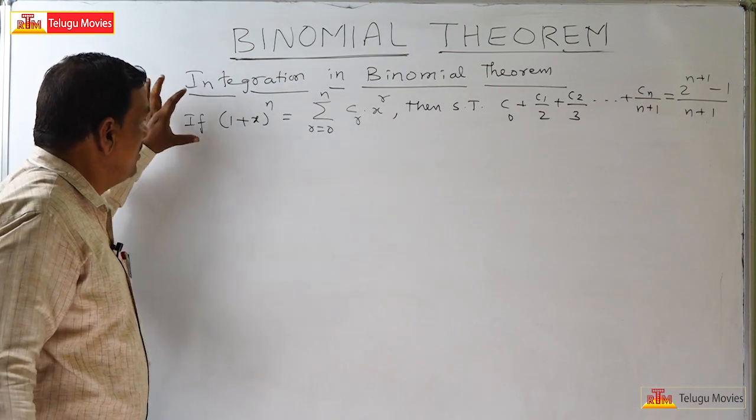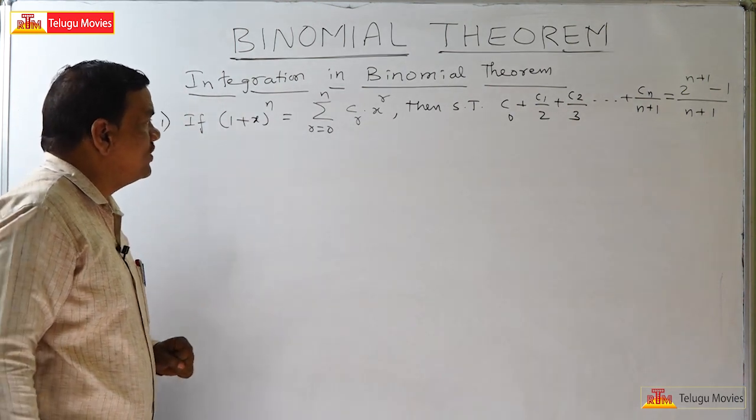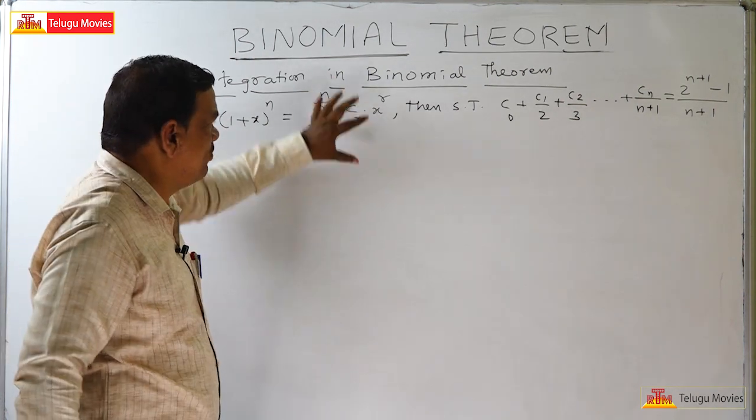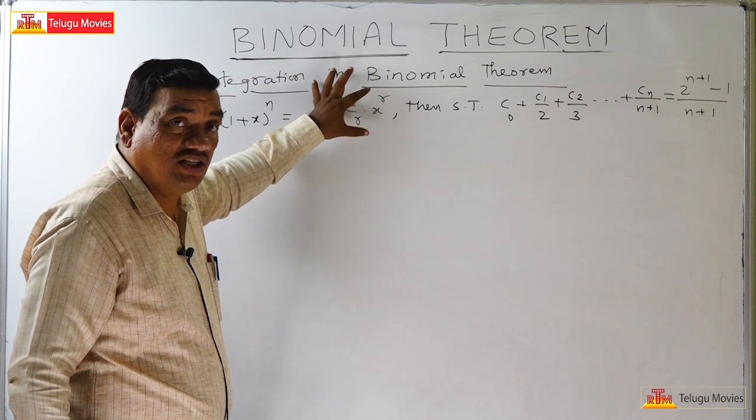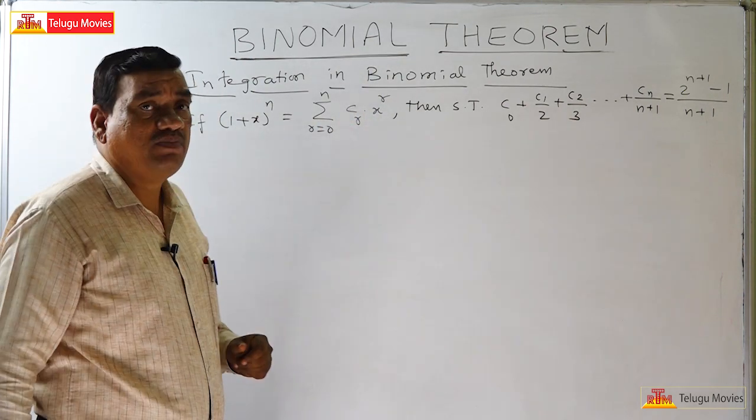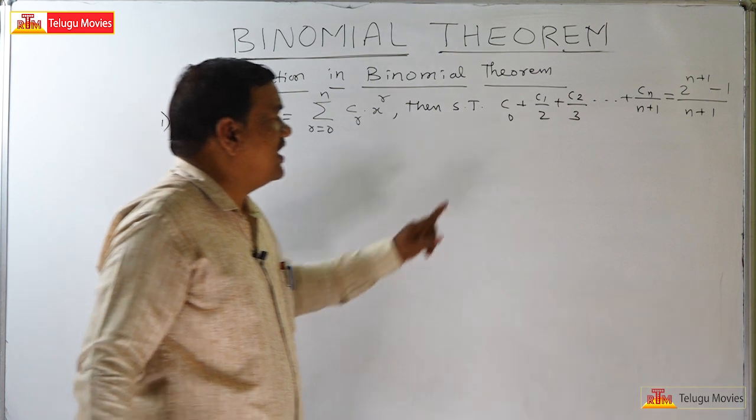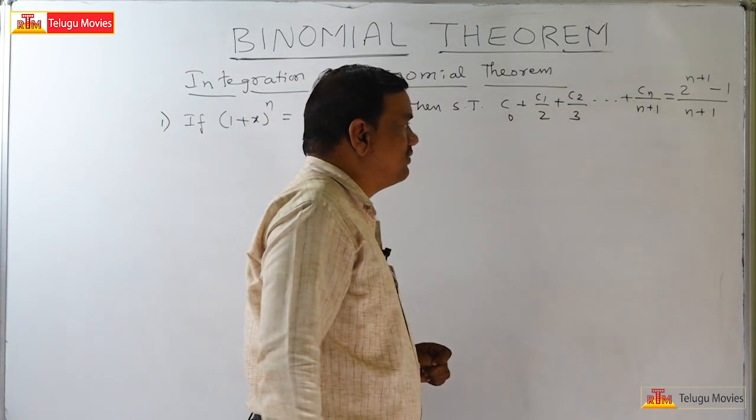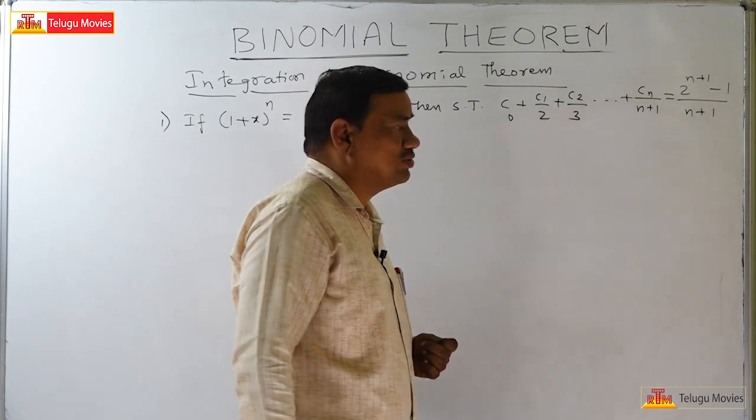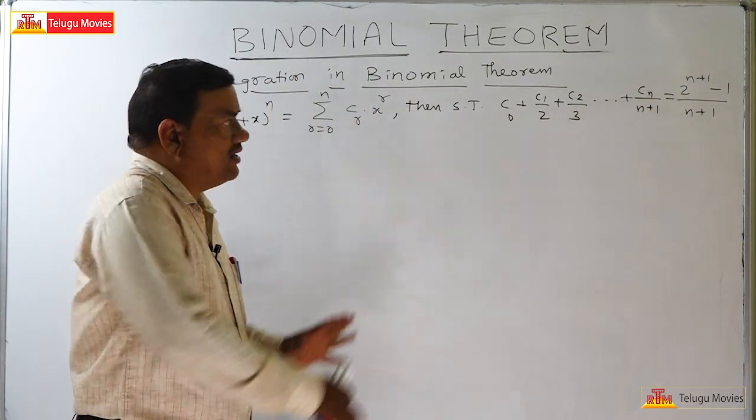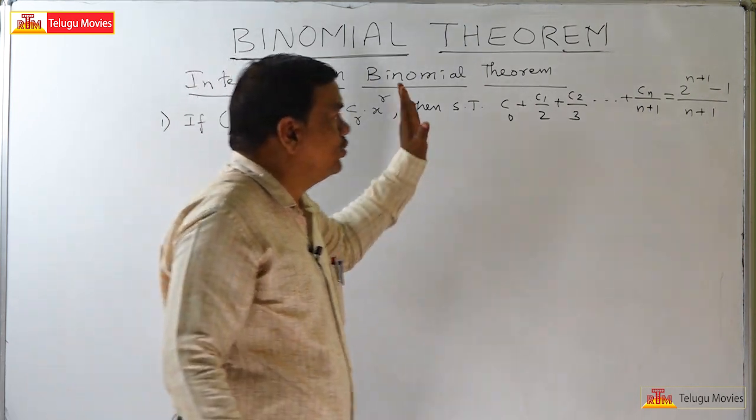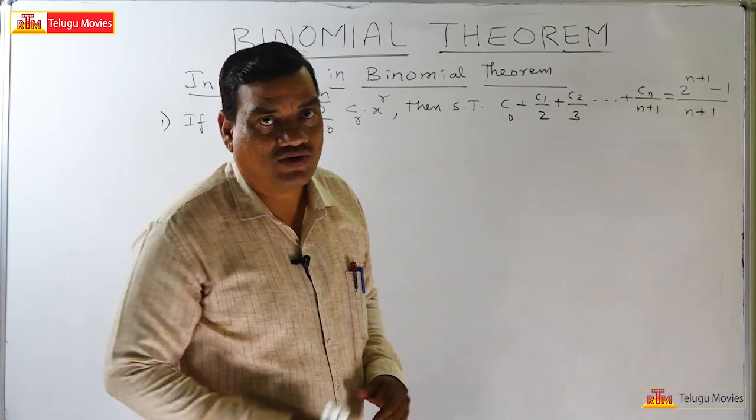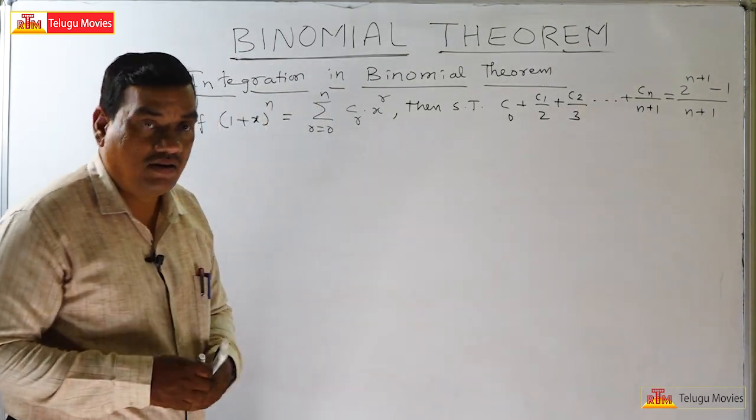Here, if (1 plus x) whole power n is equal to sigma r runs from 0 to n nCr x power r. Don't be confused by seeing this notation. We know the (1 plus x) whole power n expansion. Keep it like that. Then show that C0 plus C1 by 2 plus C2 by 3 plus so on Cn by (n plus 1) is equal to (2 to the power of (n plus 1) minus 1) by (n plus 1). That we have to show. There are different methods to prove this result, but the easiest method is using integration. So let us see that method here.